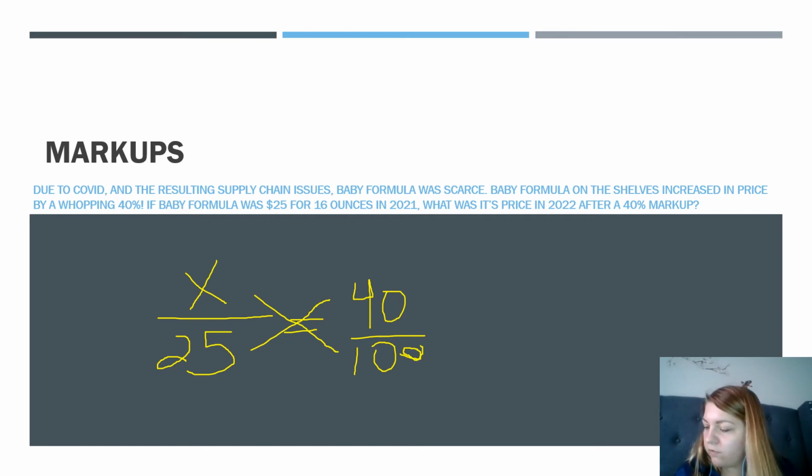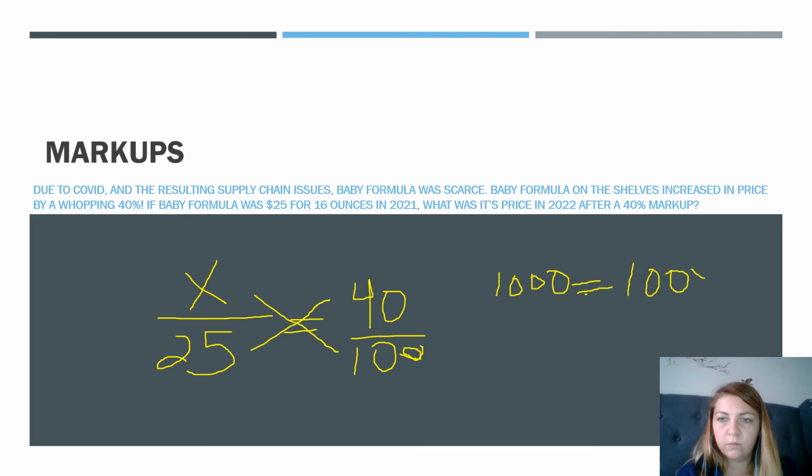So we have 25 times 40. Let me do that in my calculator real quick. 25 times 40 is going to be 1,000. Okay, equals 100x. Now we simply divide by 100. You'll notice here you can just cancel out the zeros and you're left with $10.